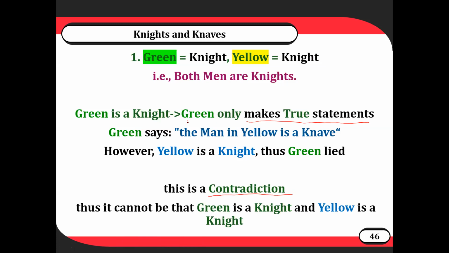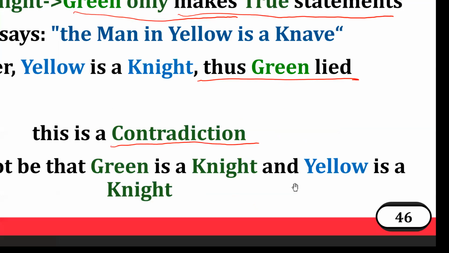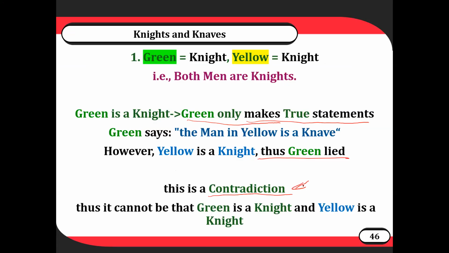We have green only makes true statements up here, and we have green lied down here. Both of those things can't be true at the same time. And that's what we call a contradiction. We reached two pieces of information that cannot both be true at the same time. So that means this combination cannot be the correct one.